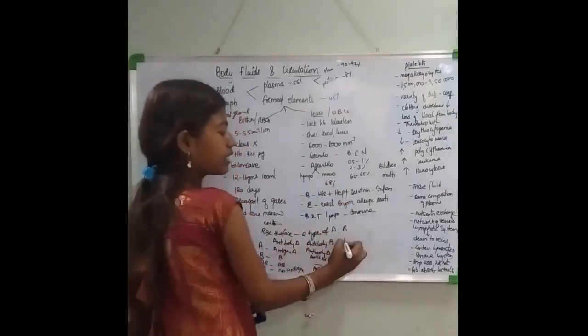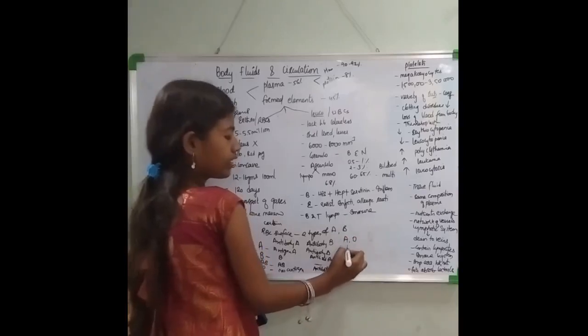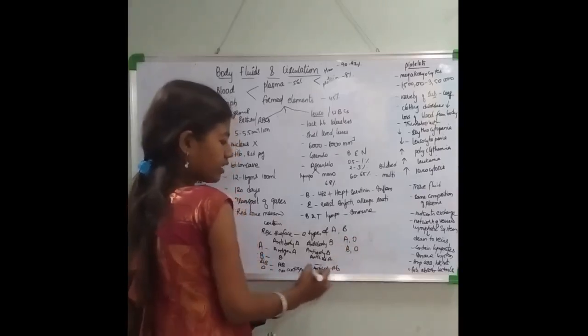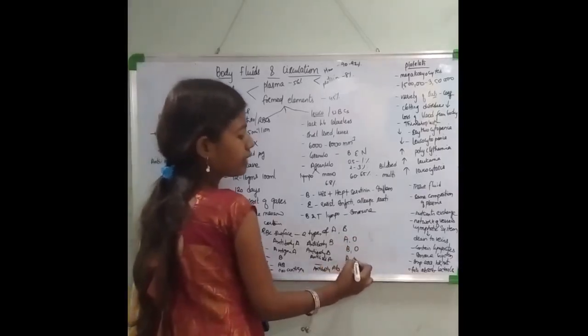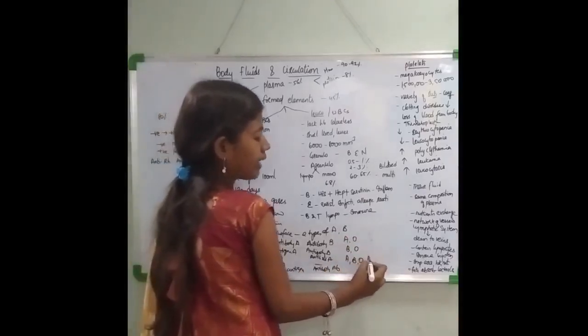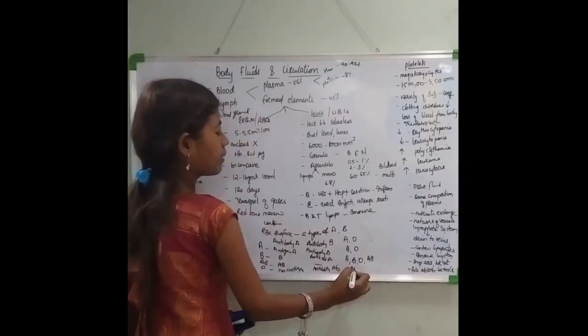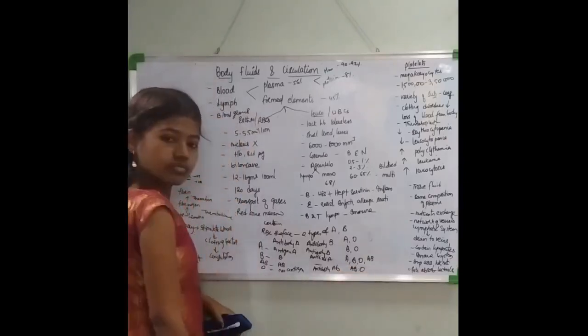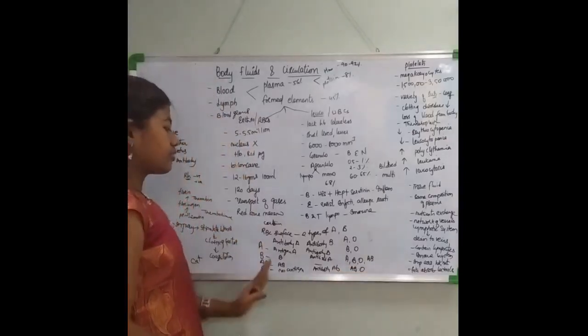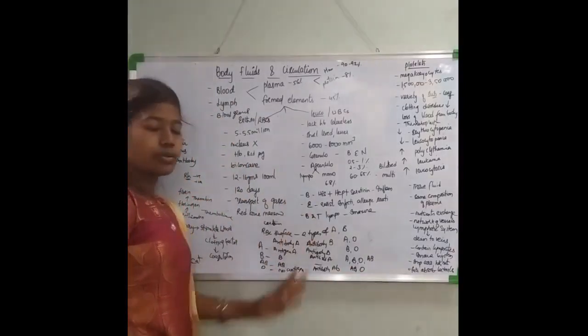So, after this, what blood groups will you get? Here, you will get blood group A plus O. Here, you will get B plus O. Here, you will get A blood group, B blood group, O blood group and AB. Whereas here, you will get AB blood group and O. Clear? So, these are the different types of blood groups. This is how you deal with it.